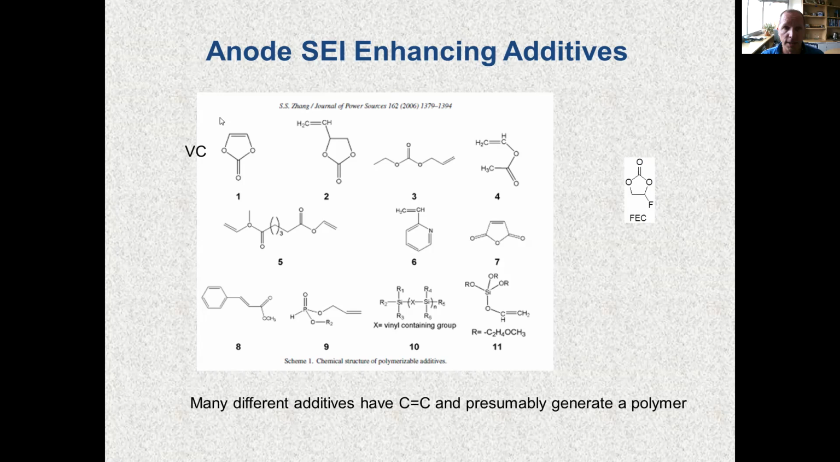Vinylene carbonate, VC here, is, as I've said, the most widely utilized electrolyte additive. Most commercial lithium-ion batteries contain some VC, typically about 1%, maybe 1.5%. However, fluoroethylene carbonate here, FEC, is another electrolyte additive that's received a lot of attention, especially for silicon anodes or graphite silicon composite anodes, because the FEC has been reported to generate a better SEI on these silicon surfaces.